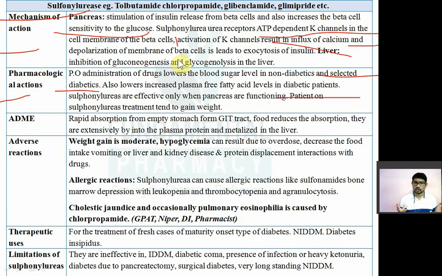So those patients who have undergone pancreatectomy will not respond to these sulfonylureas. And remember, sulfonylurea treatment will increase your weight, okay, by 1 to 3 kg. तो सल्फोनिल यूरियास का ट्रीटमेंट अगर कोई ले रहा है तो उसका वेट गेन होगा 1 से लेकर 3 kg.